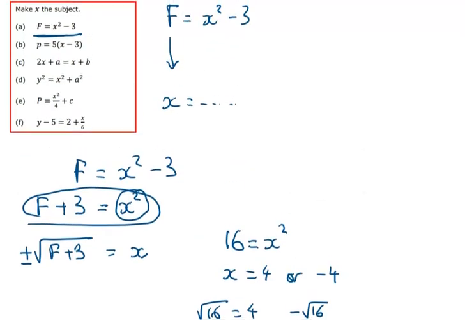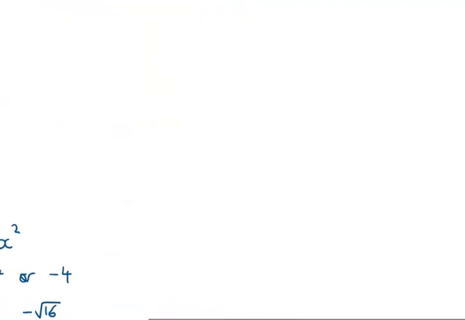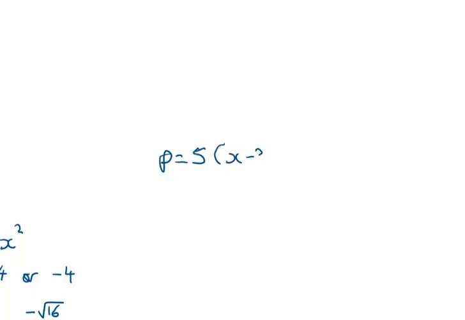Let's turn to question B, where we've got p is equal to 5 times, in brackets, x minus 3. There are a few different ways to go here, but I like to expand everything out, and then we can see that we've just got this one term with x in it. So first up, I'm going to add 15 to both sides. I'll get p plus 15 is equal to 5x.